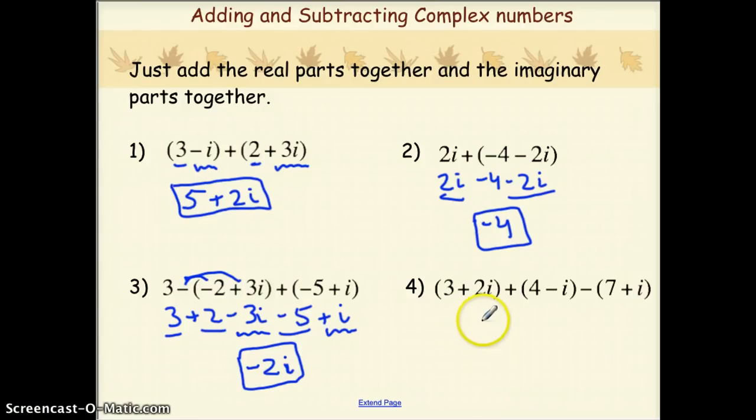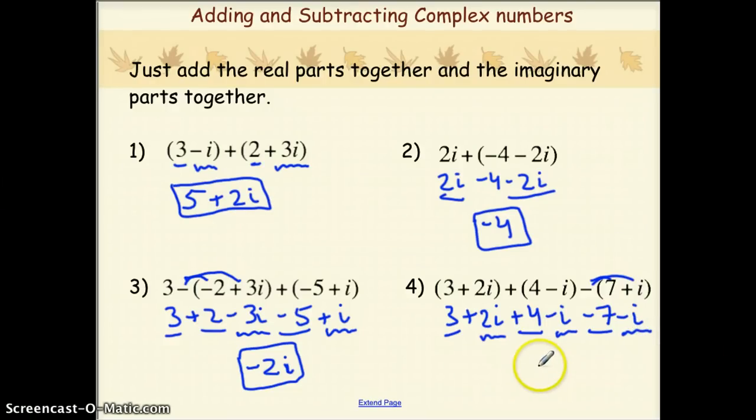And then over here, we have 3 plus 2i plus 4 minus i. Distribute the negative, so a negative 7. Distribute the negative, so a negative i. Combine like terms. 3 plus 4 minus 7. Again, that goes away. 2i minus i minus another i. Nothing. 0.